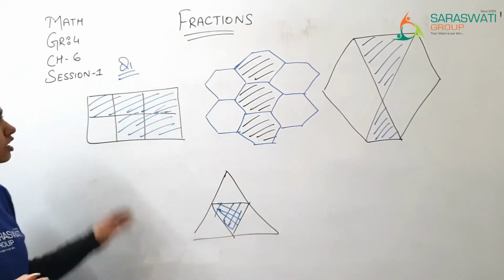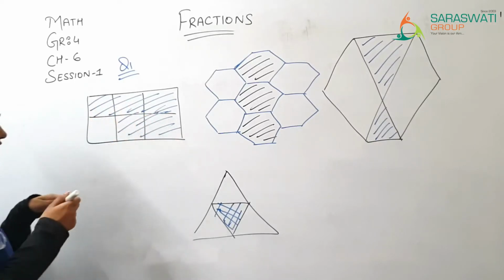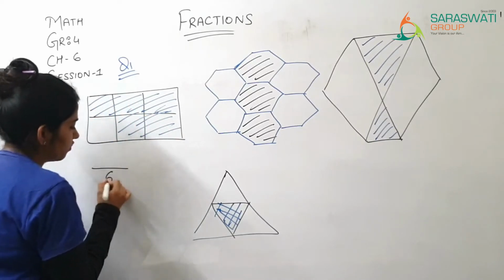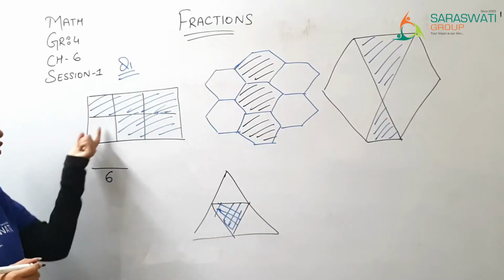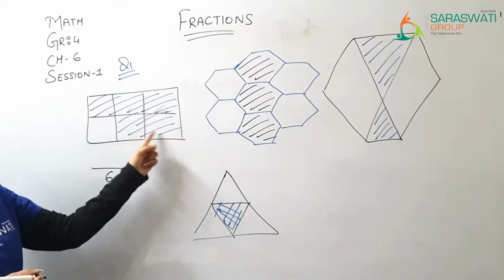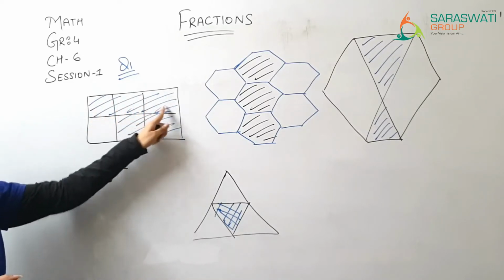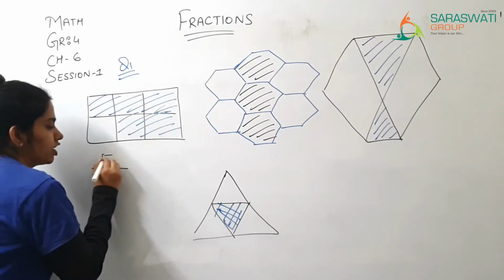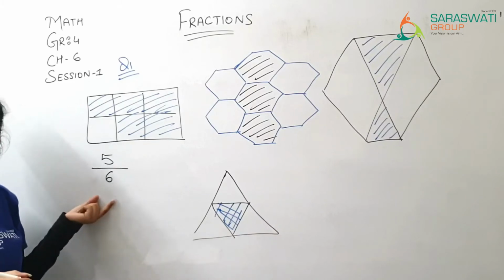So over here we have 6 parts, right? So in the denominator the number will come, that is 6. Total parts will come in the denominator. And now how many parts are shaded? That are 1, 2, 3, 4 and 5. So the fraction becomes 5 by 6.